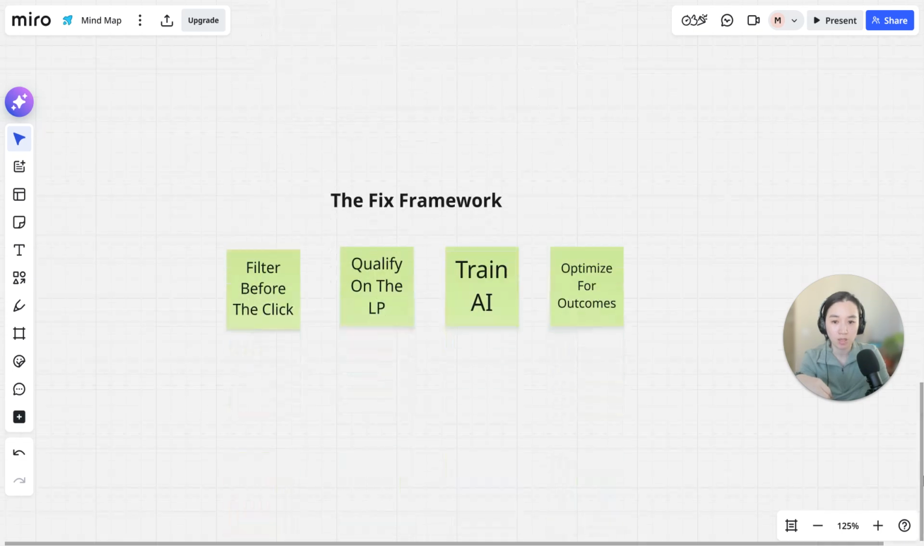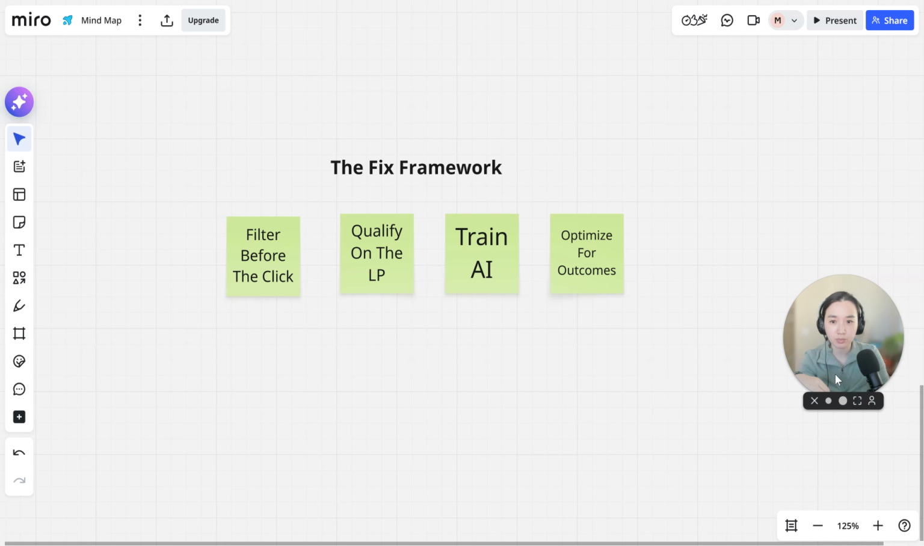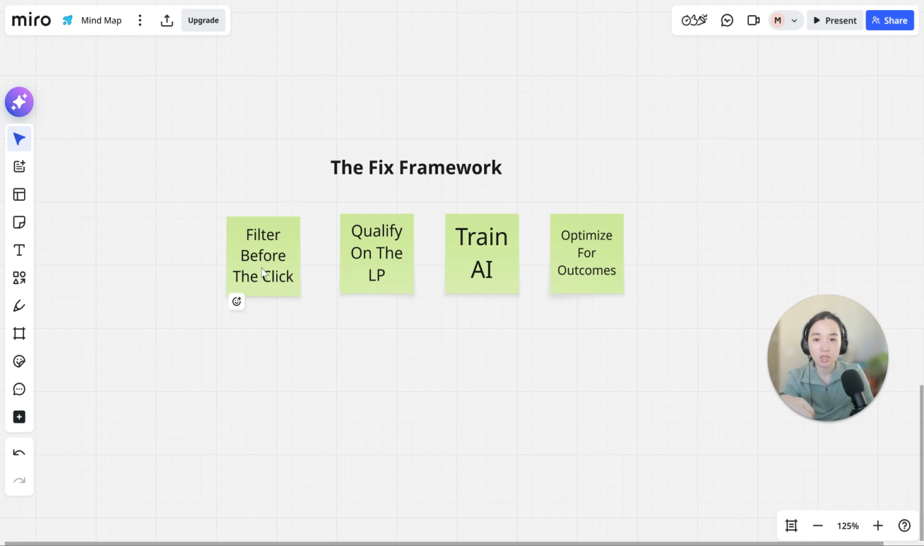So let's talk about how to fix this. This is the fix framework that I put together. Let's focus on filtering before the click. What are things that you can do in order to filter before the click, making sure that you're targeting the right keyword intent, making sure that you have the right type of search terms that are appearing in your search terms report, adding strong negative keywords, having a good cadence for that, having very strong ad copy that filters out bad quality clicks, and that speaks to your ideal customer persona or ICP.